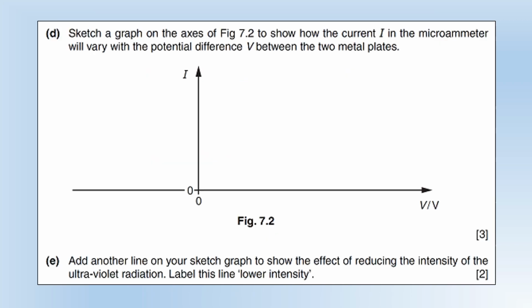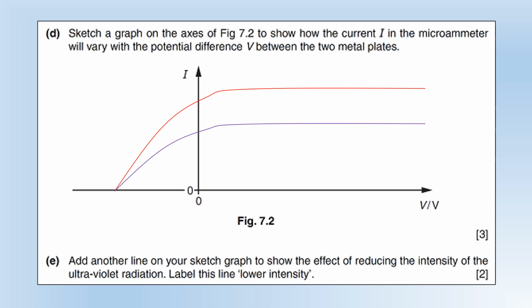Sketch on the graph to show how the current might vary with the potential difference between the two metal plates. So we get a graph like this that we've seen in previous questions. If we apply a negative potential difference, we can stop emission occurring at what we call the stopping potential, and then we reach this limit of current, which is limited by the intensity of the radiation. If we add on another graph with a lower intensity but the same type of radiation or same wavelength, we get the same stopping potential but a lower maximum current.